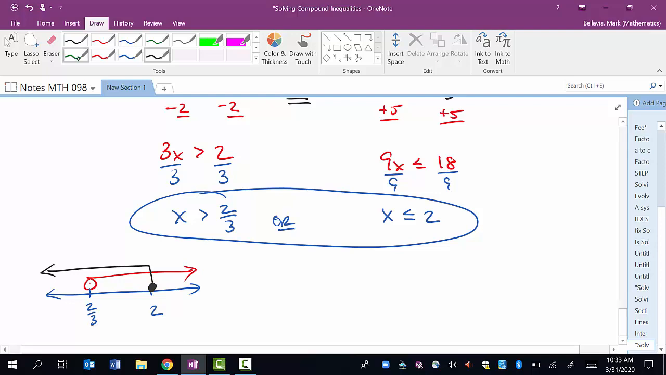Now, this is where it's important to know if you have an AND or an OR problem. In this case, I have an OR problem. OR means I want everything. So I want everything this way from 2/3. I want everything this way from 2, which means I really want everything on the whole number line.